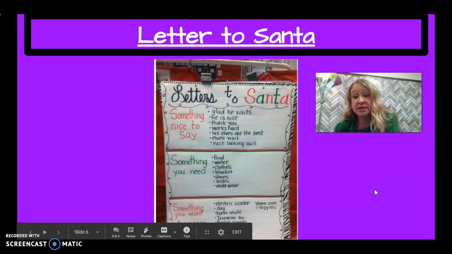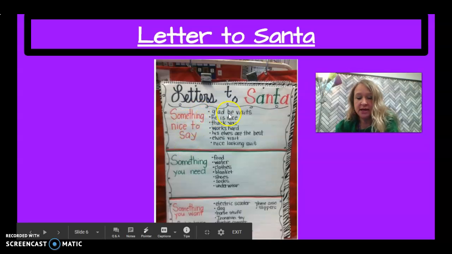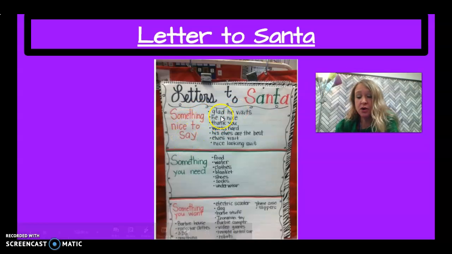Now, since we're going to be writing a letter to Santa, those of us that will be writing a letter to Santa are going to use some of these ideas. Oh, we can use some of these ideas. You don't have to. All right, so the first one says, your first sentence is going to be something nice to say. Okay, so some things that are nice to say to Santa would be, I'm glad you visit. He is nice. You're nice. Say thank you. That he works hard. Your elves are the best. Nice looking suit, Santa. All right, so you're going to say something nice to Santa or the person that you're writing to.